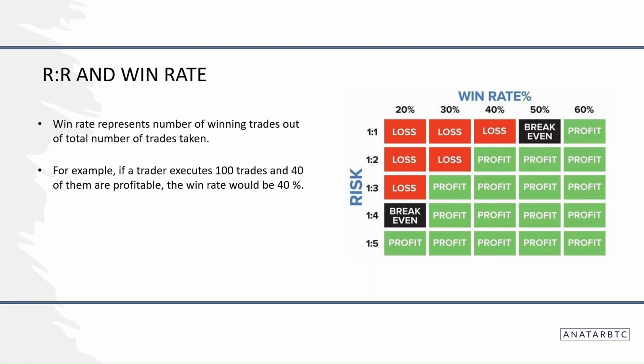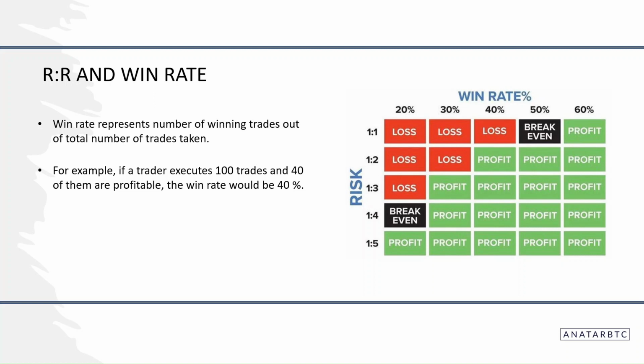Now as we can see in this table, if we have lower win rate like 20%, 30%, 40%, then if we are taking higher risk to reward ratio setups, then eventually we'll be profitable. But if our win rate is poor and also we are not choosing trades properly, we are choosing the trades which have low risk to reward ratio, then cumulatively we'll either be in loss or we'll be at break even. So we have to manage a combination of these two.